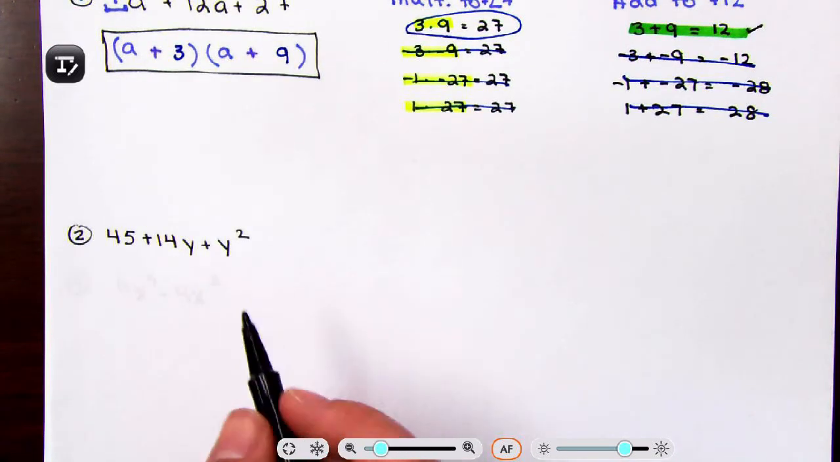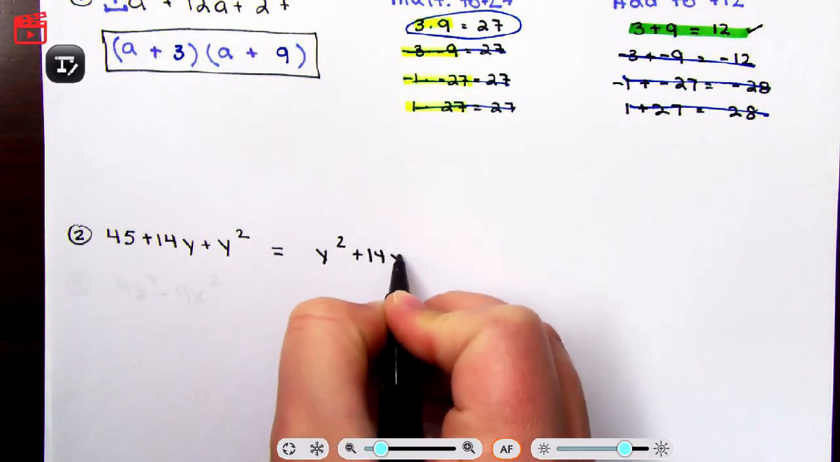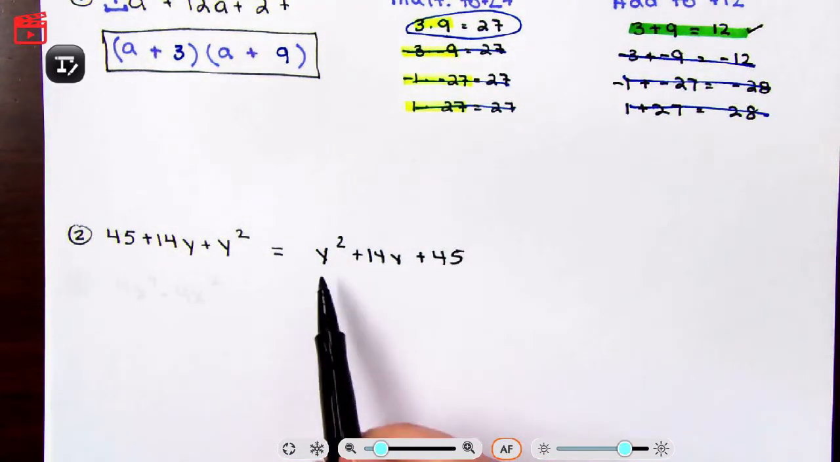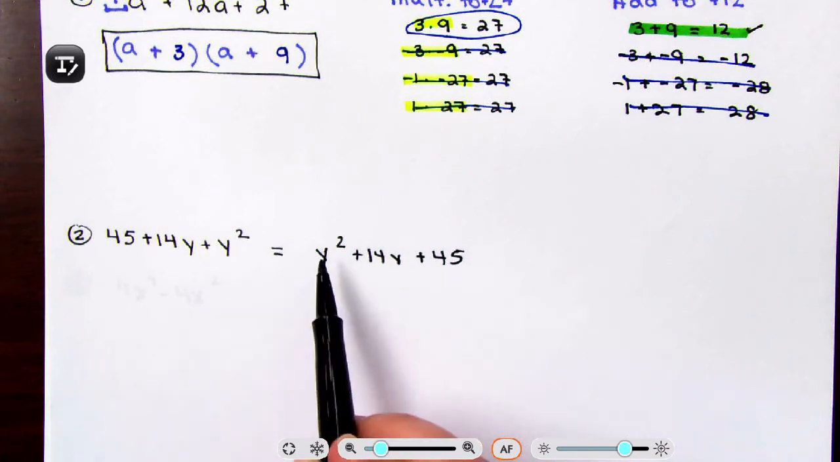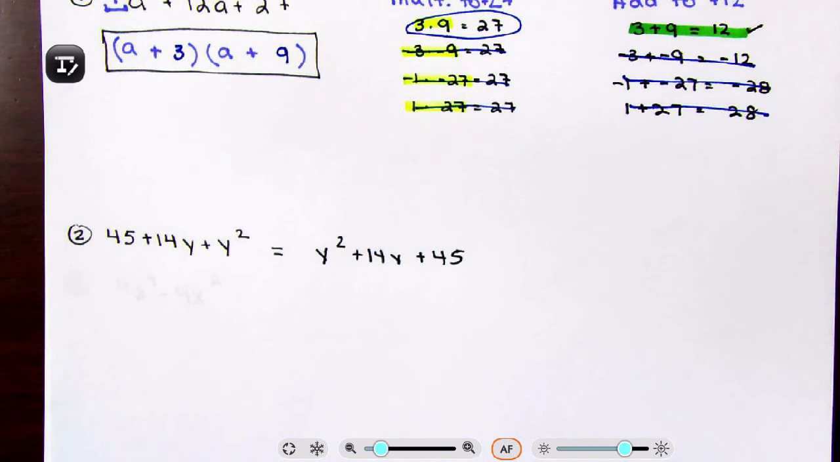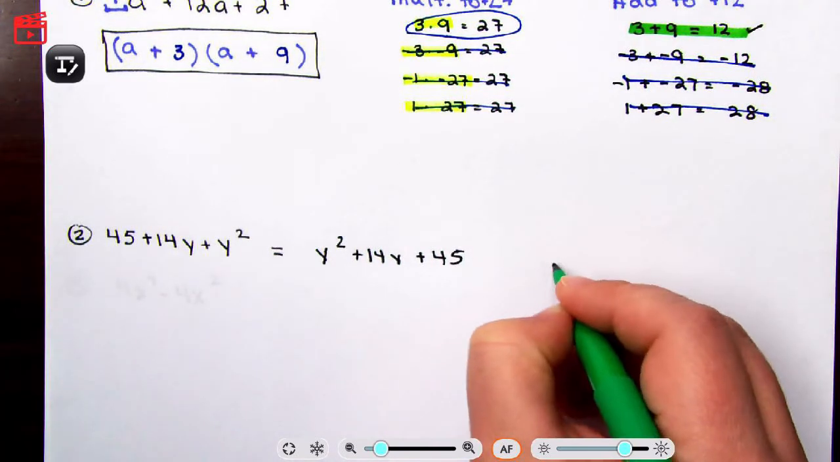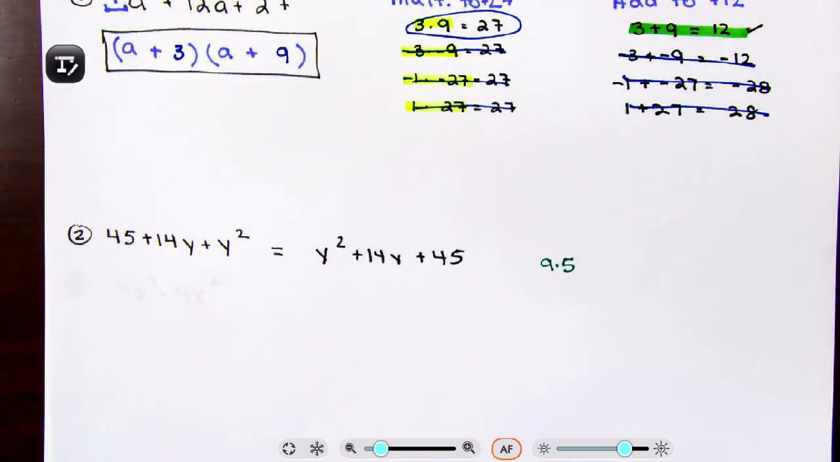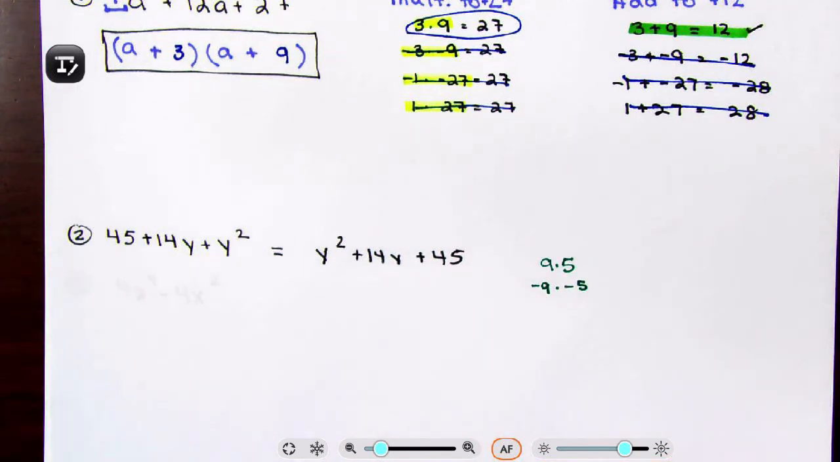This one's not in standard form, so let's rewrite it in standard form. So we've got y squared plus 14y plus 45. Once it is in standard form, is there a GCF? I have a y, no y. I have a 14, 45, and nothing, so that means there's no GCF. So let's go ahead and list out our factors of 45. First one that comes to mind, 45 is 9 times 5. 9 times 5 is 45. We have negative 9 times negative 5. And I'm thinking it's one of these two.